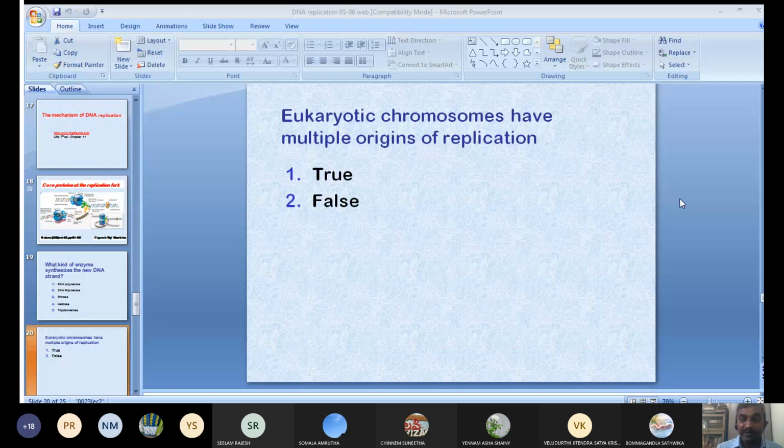Because if there were only one, it would take a very long time to synthesize the DNA in the eukaryotic system. But it is synthesized within the S phase itself, because there are multiple origins of replication. All the sites are responsible for initiating the DNA synthesis, so that the synthesis begins and then continues, right? Is it clear?